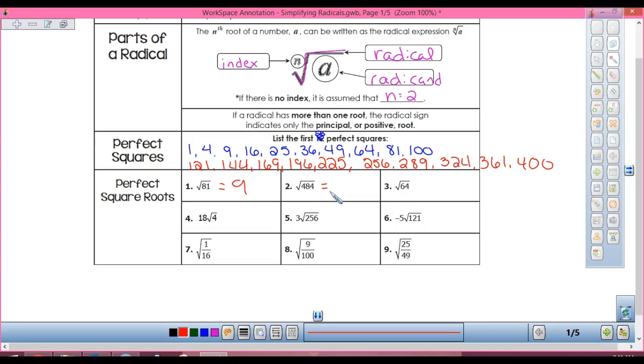All right, so if you go second x squared to get your square root, what's the square root of 484? 22? Square root of 64? 8? All right, so now sometimes there's going to be a number out front. That just means that we're multiplying. So this means take 18 times the square root of 4. What's the square root of 4? Not 4 squared. Square root of 4 is going to be 2. So 18 times 2 is 36.